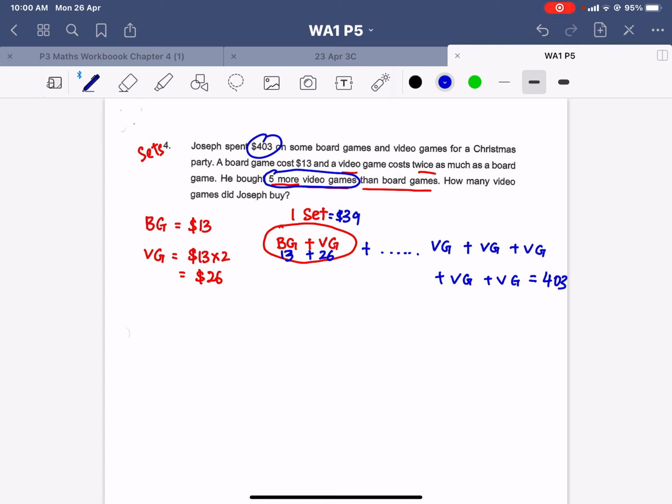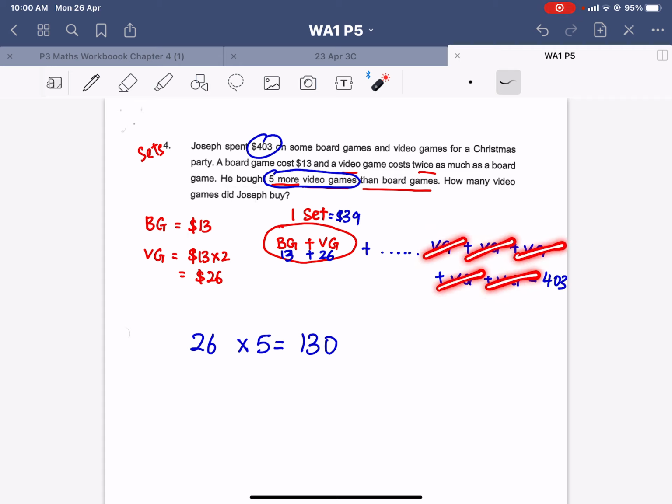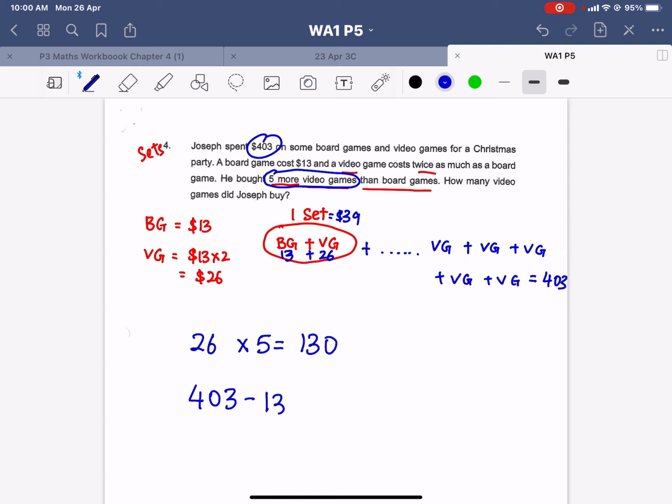These are all the extra things that couldn't form a set. So you know one video game is $26, right? So if you multiply it by 5, why do I multiply by 5? Because I'm trying to get rid of these 5 video games. Okay, so my total will no longer be 403. Instead, it will be 273 because I subtracted the $130 away.